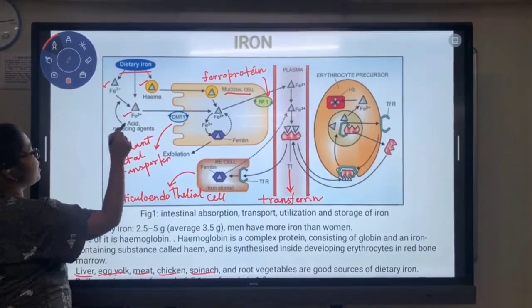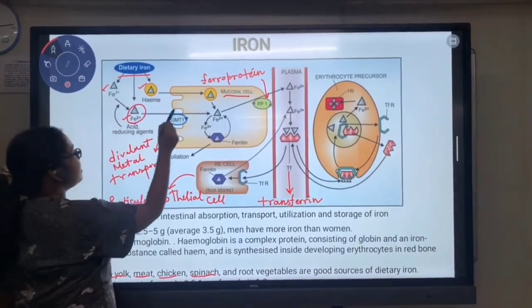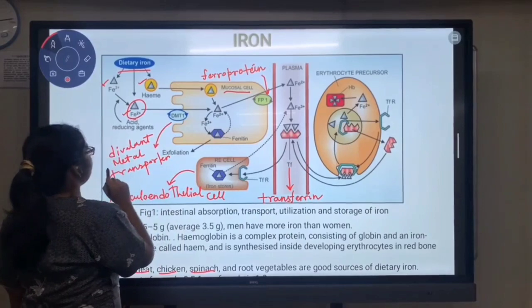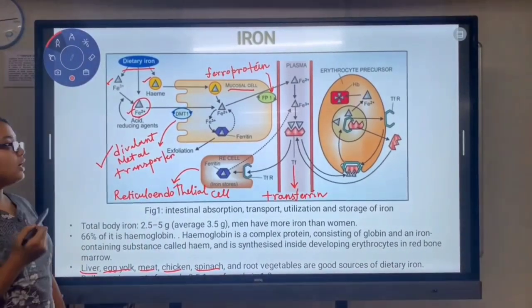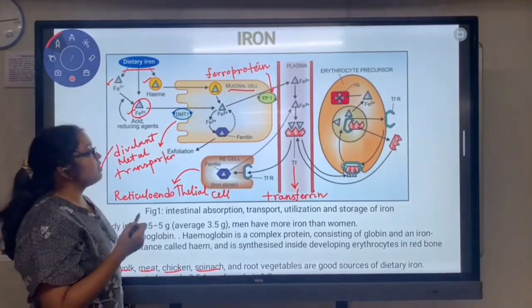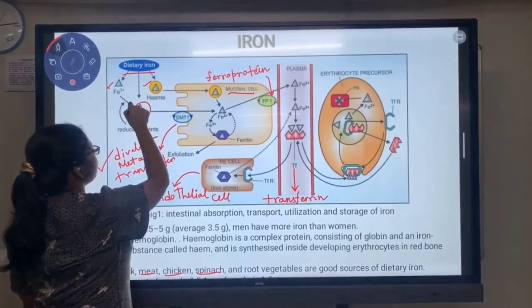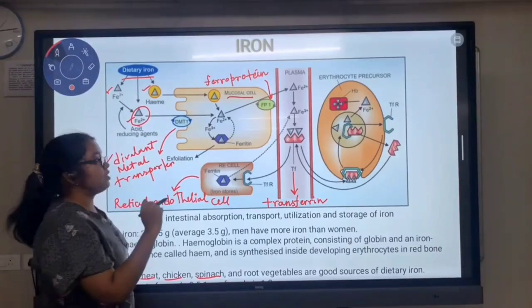Ferric iron should be converted into ferrous iron and then it is absorbed through a particular protein that is known as divalent metal transporter, or DMT1. This is a protein which carries the ferrous iron to the mucosal cell.